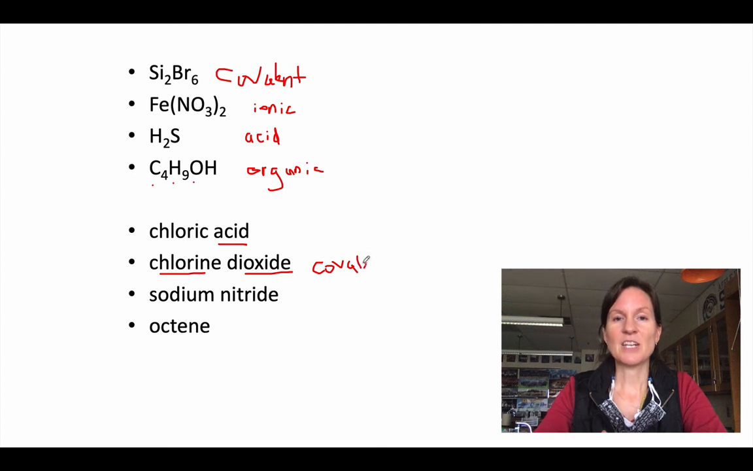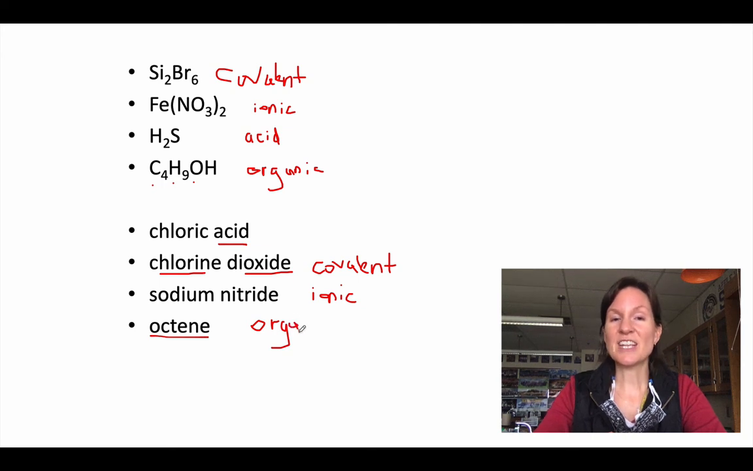Okay. Next one, sodium nitrate. Sodium is a metal, and as soon as I see any metals, I can name that as ionic. Okay. And the last one's octene. You guys don't know just looking at that yet that that's organic, but that is essentially the organic naming structure. So we'll come back around to that.